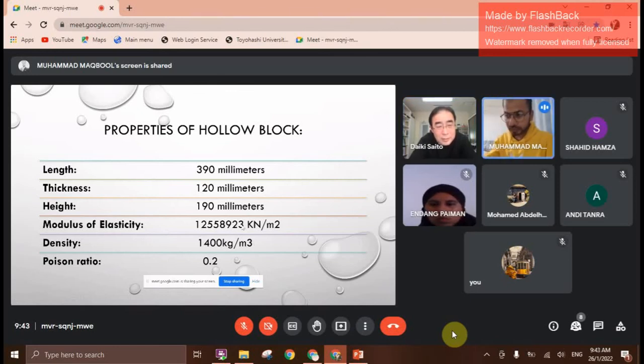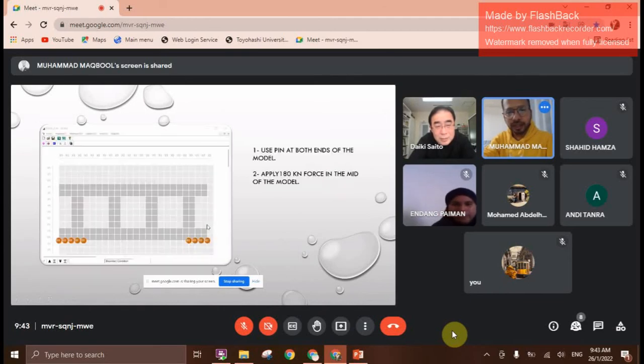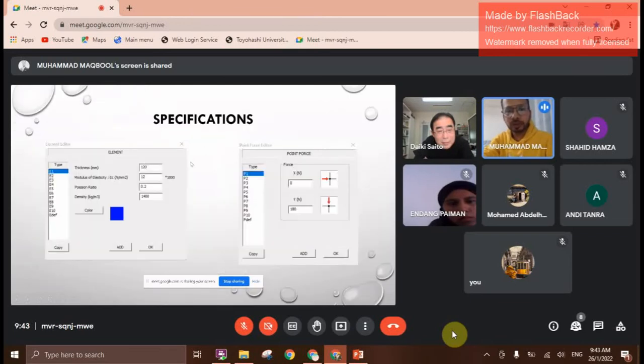I took this data from a paper available on Google, where these values of the hollow block were available. I designed the analysis model in the FEM analysis, and the element I used is only one. I used a pin at both ends of the bottom of the concrete hollow block and applied 180 kilonewton force in the middle of the model, as when a Kung Fu master and other people try to break it. The specification of the model is thickness 120, Poisson ratio 0.2, and density 1400. The force I applied is only perpendicular in the y direction, 180 Newton.